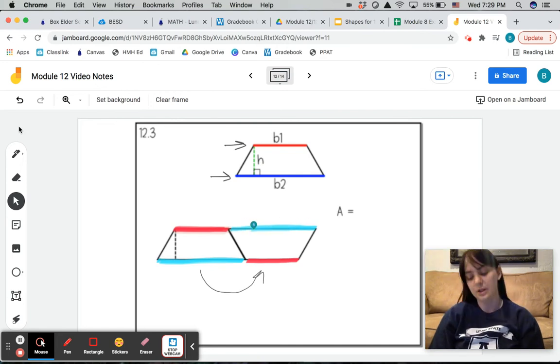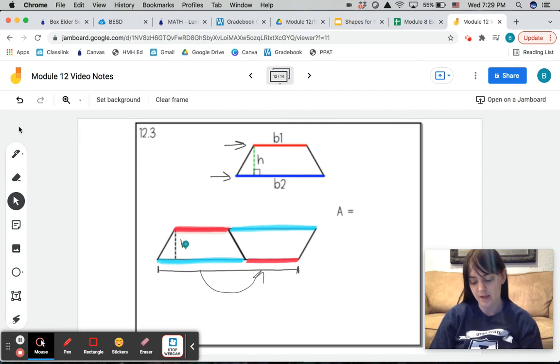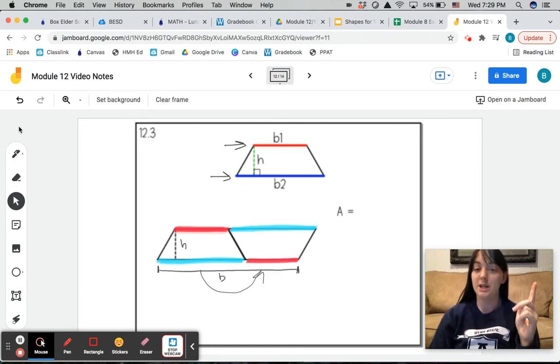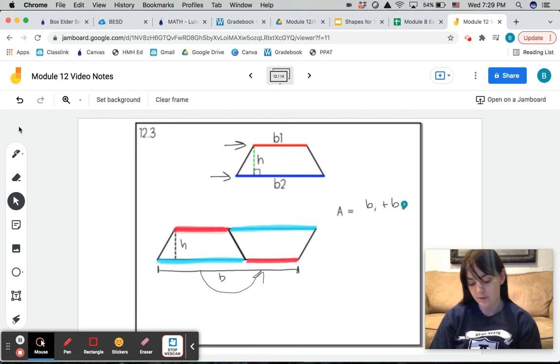So the area of this parallelogram is the base times the height. Our entire base is this big, and our height is right here. But we don't know what our base is. We know what our base 1 is and what our base 2 is. So we are going to add together B1 and B2. We're going to say B1 plus B2, because you can see how this is B2 added to B1.